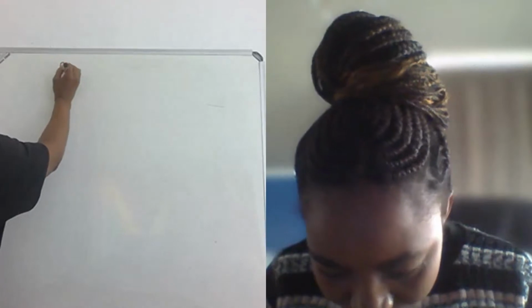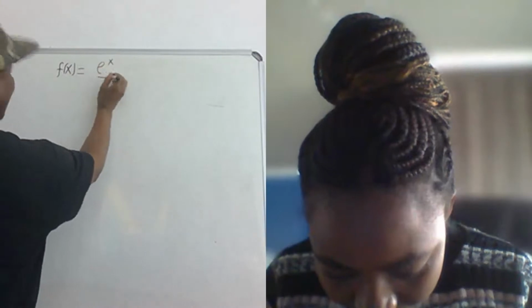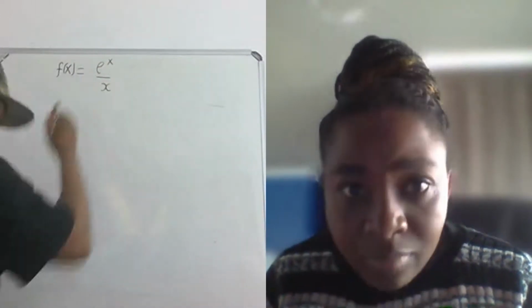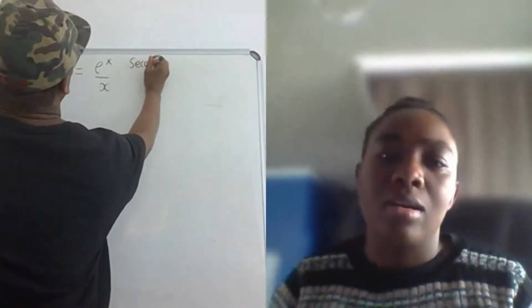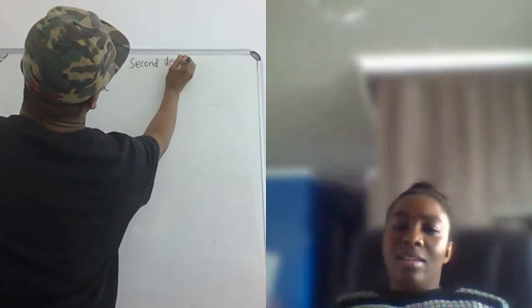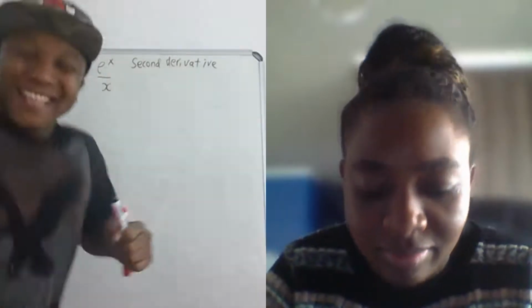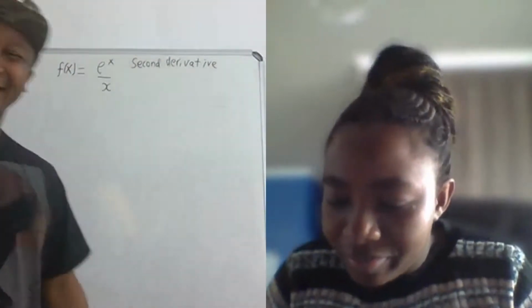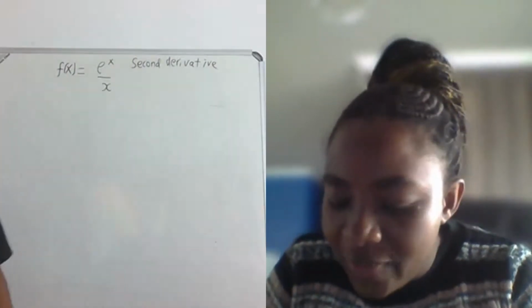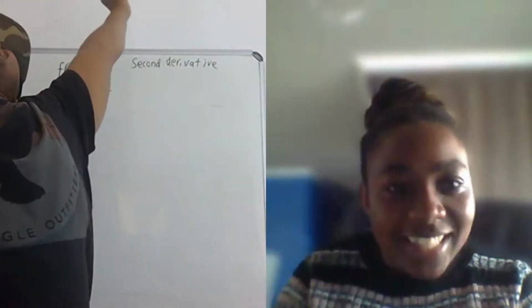Okay, now f(x) equal to e^x over x. But now for this one, look carefully. Find the second derivative. So what then? It means first and second time. So they are saying we must find the second derivative, meaning we must differentiate the first one and then differentiate what you got, or differentiate the answer.